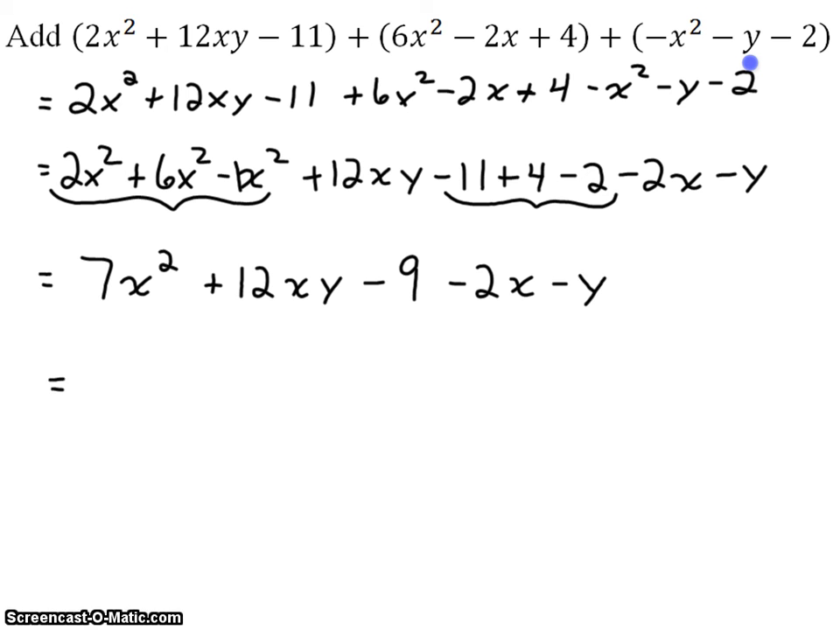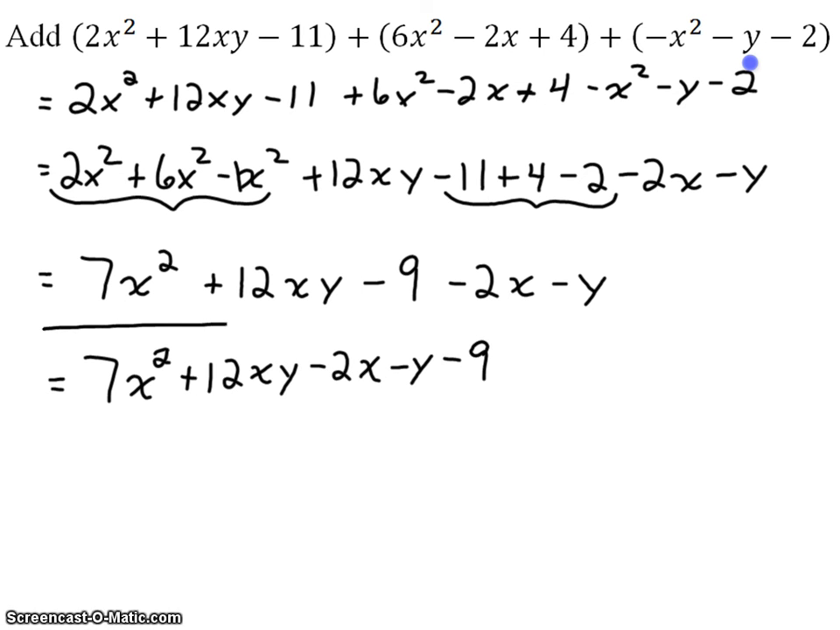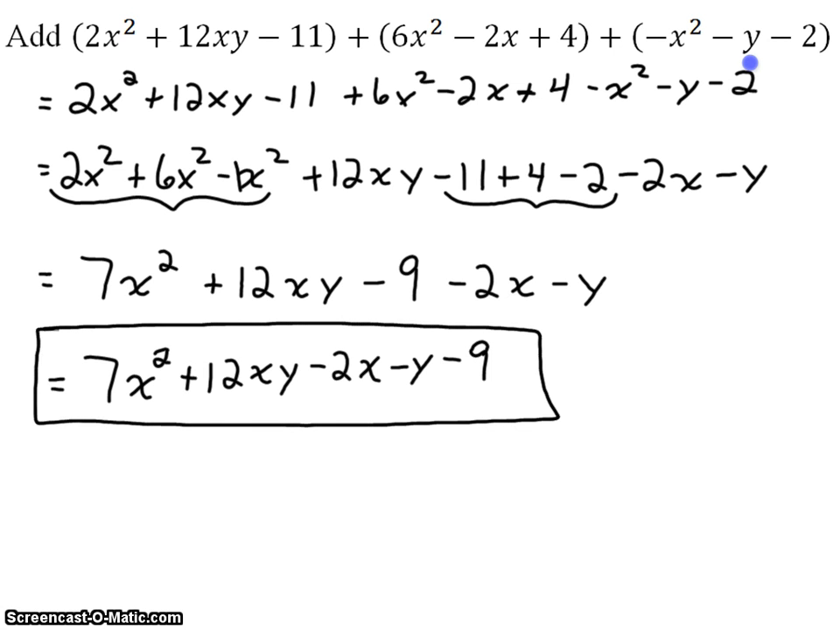So you might want to put these in order of higher degree. The first term, 7x squared, is degree 2. The 12xy term is also degree 2. But that minus 9 is a constant. It's degree 0. The negative 2x is degree 1, and the negative y is degree 1. So we could just put the minus 9 at the very end. So 7x squared plus 12xy minus 2x minus y minus 9. And that's simplified as much as possible.